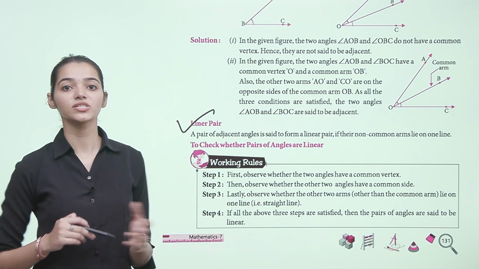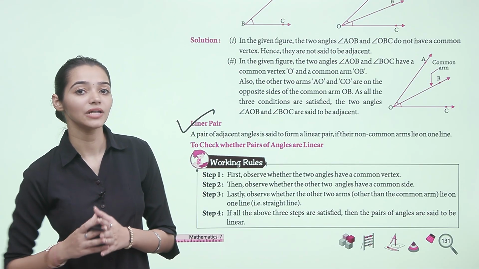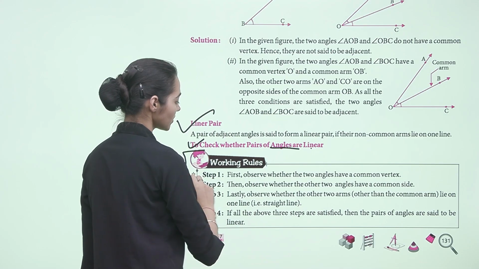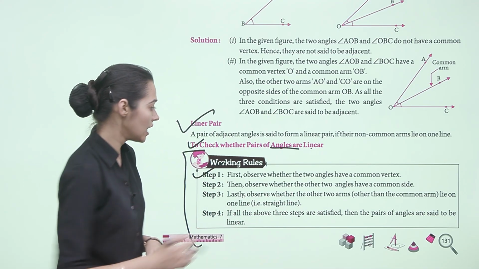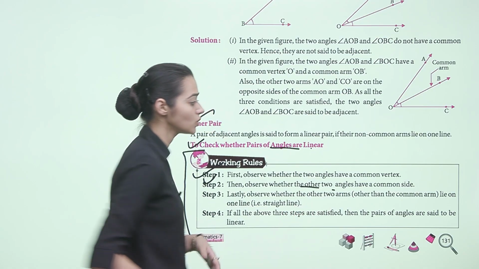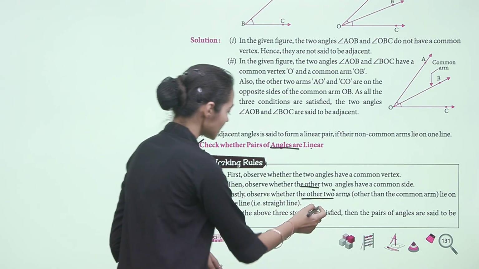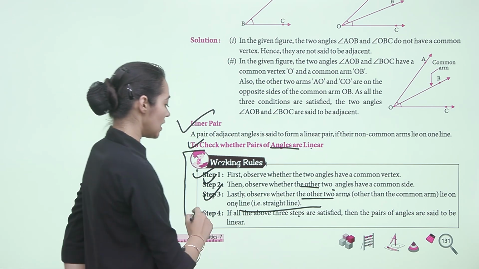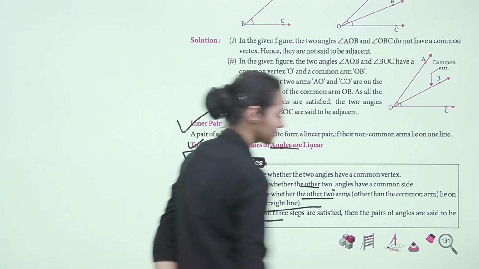Linear pair. A pair of adjacent angles is said to form a linear pair if their non-common arms lie on one line. To check whether the pair of angles is linear, here are the working rules. Step 1: firstly we observe whether the two angles have a common vertex. Then we observe whether the two angles have a common side. And then lastly we observe whether the two other arms lie on a straight line, that is one straight line of 180-degree angle. If all the above 3 steps are satisfied, that means they form a linear pair.